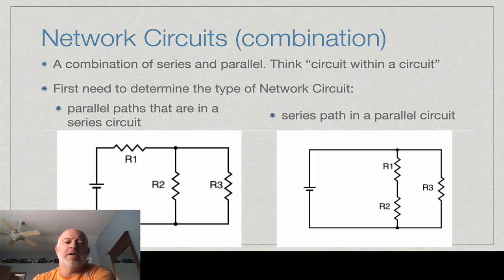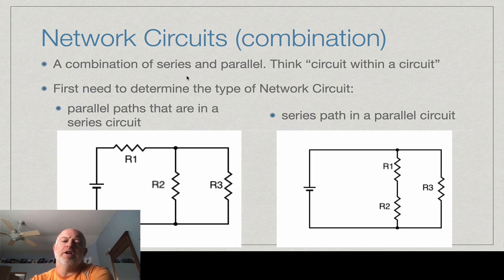So the first thing you have to think about is when you're looking at a network circuit, it's actually a combination of series and parallel. So the best thing to do mentally is to think, I have a circuit inside of another circuit, okay? And to do that, it's going to allow us then to break the circuit down into different parts, kind of like using order of operations like you've done in your math classes before.